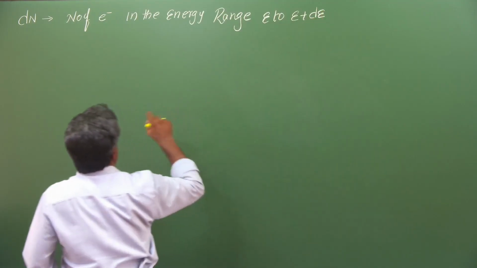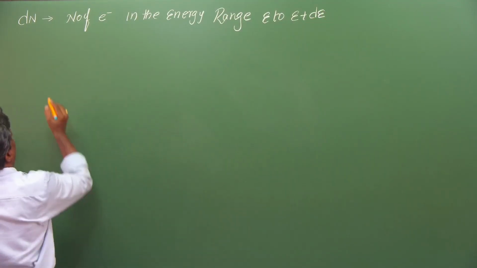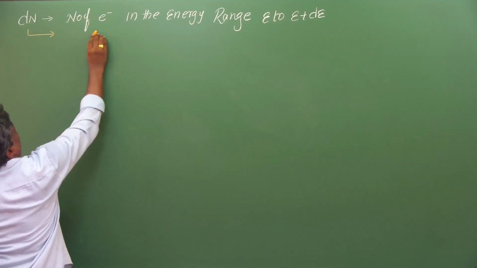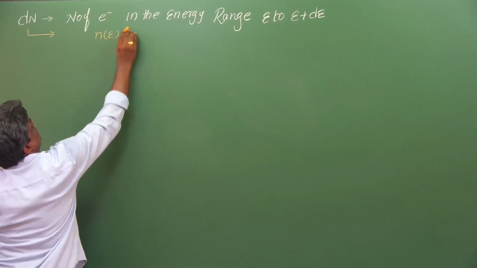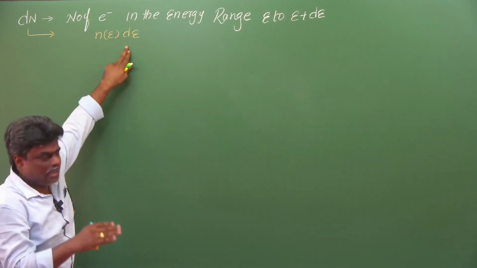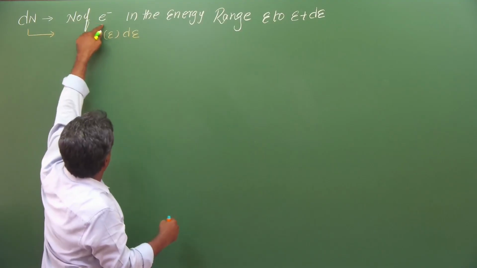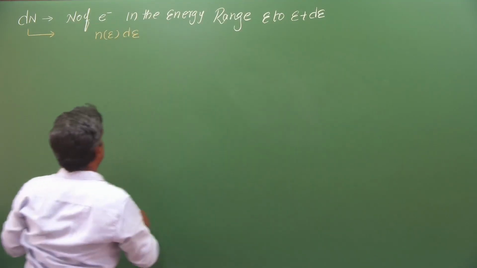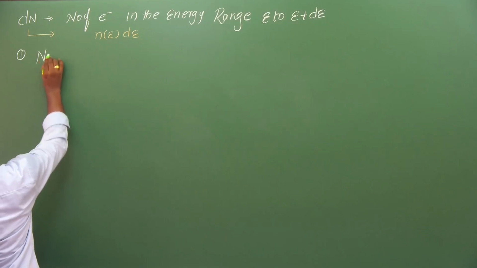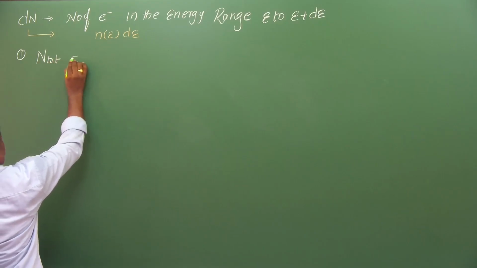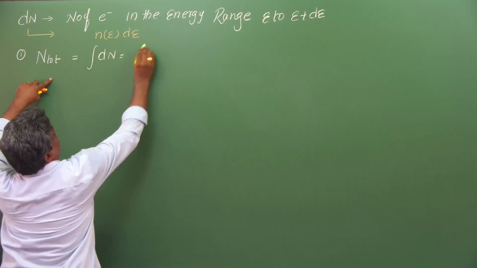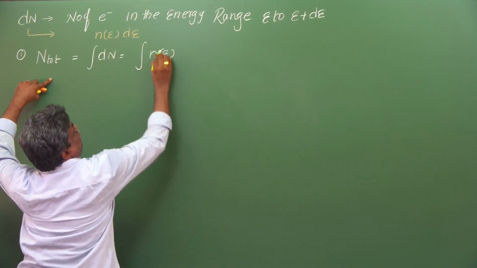Now I am defining this as N of E dE. N of E dE is nothing but what? Now first, I want to find the total number of electrons in the system. That is nothing but the integral of dn, which is the integral of N of E dE.